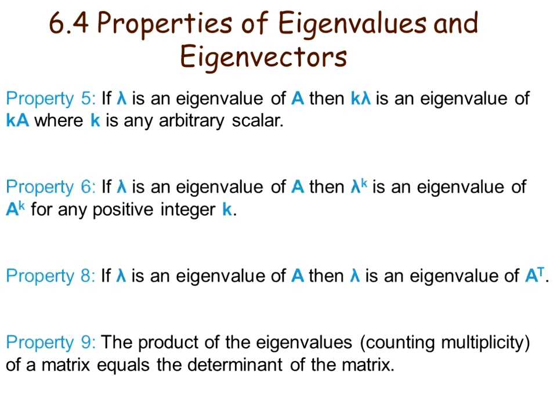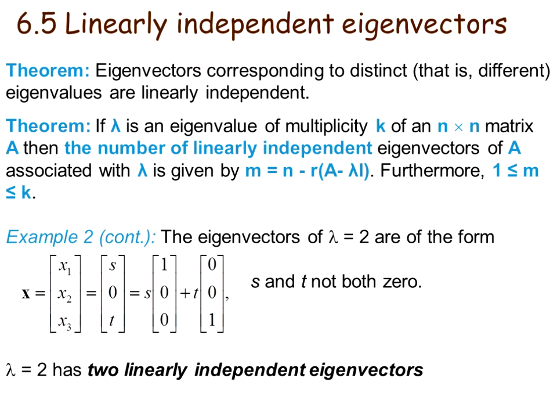There are several properties, but the starting four properties are the most useful and important. Property number 5 is if lambda is an eigenvalue of A, then k lambda is an eigenvalue of kA, where k is an arbitrary constant. If lambda is an eigenvalue of A, then lambda to the power k is an eigenvalue of A to the power k for any positive integer. So there are several properties of eigenvalues. And these are some properties of linearly dependent and independent eigenvectors.